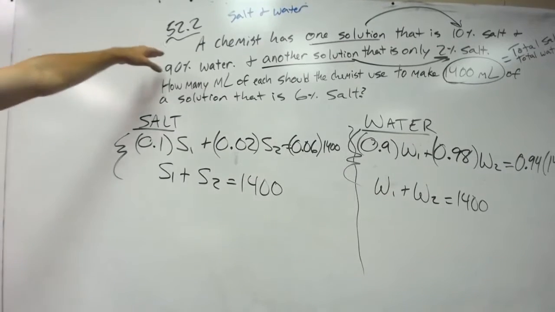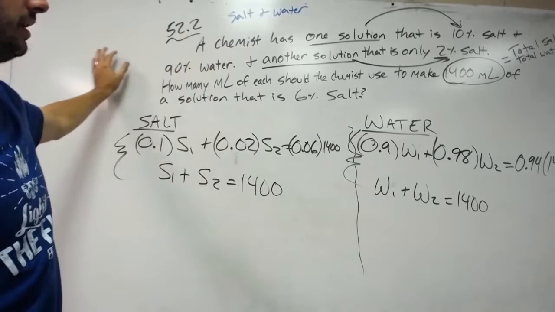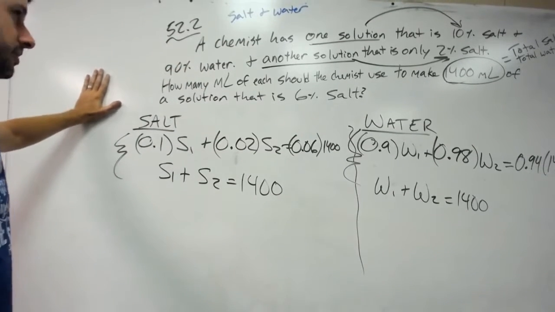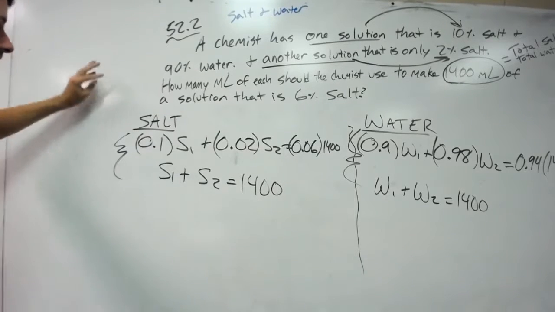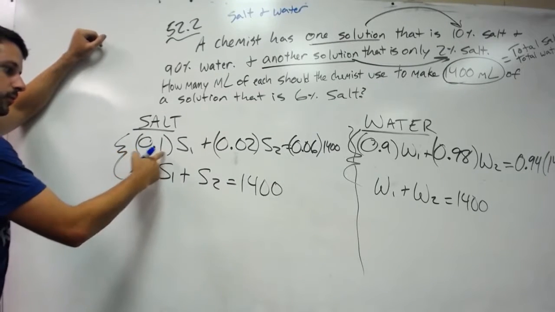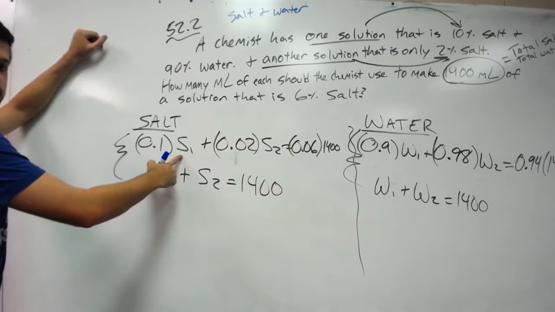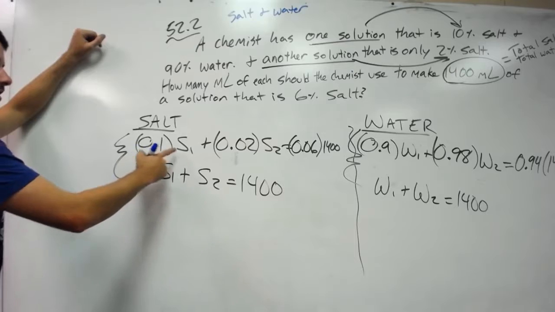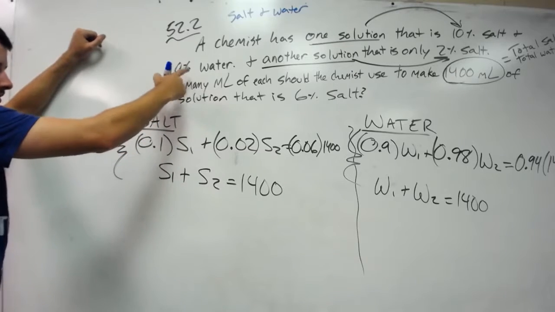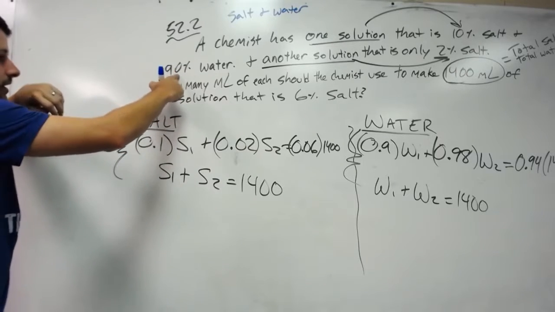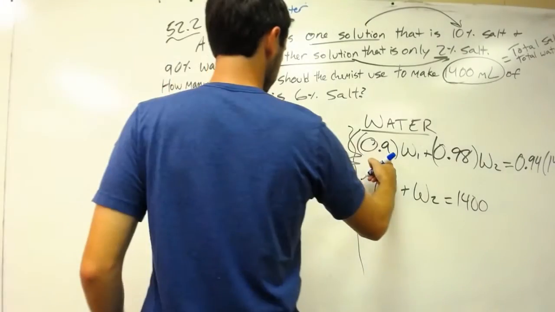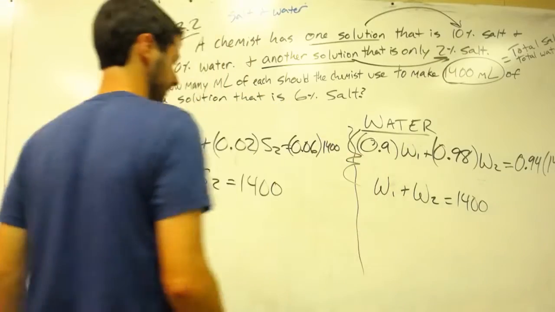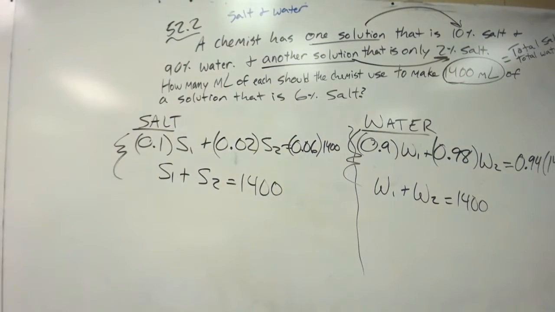So the chemist has one solution, 10% salt and 90% water. So this is referring to our first solution. It is 10% salt, so therefore we could say 0.1 salt 1. If it's 0.1 salt 1, it just says this one in the problem. It tells you 90% water, so we can say 90%, 0.9, water 1. So that's the first solution.